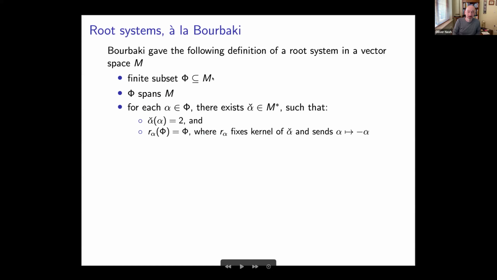So what's Bourbaki's definition? It's different. I mean, it's mathematically equivalent, but it's definitionally different. So this time, again, we have a vector space. We have a finite subset. It must span. So far, this is the same.